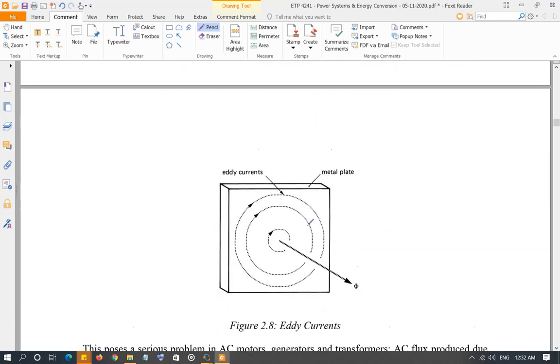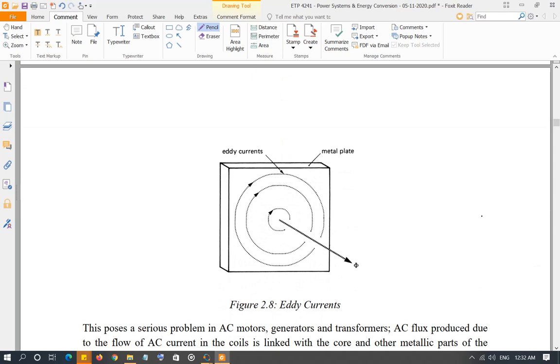Generally, these two types of losses, hysteresis loss and eddy current loss, are called core losses or iron losses. They are lumped under this category. When we discuss the efficiency of machines, they will be lumped under core or iron losses, and generally their value is given to you.